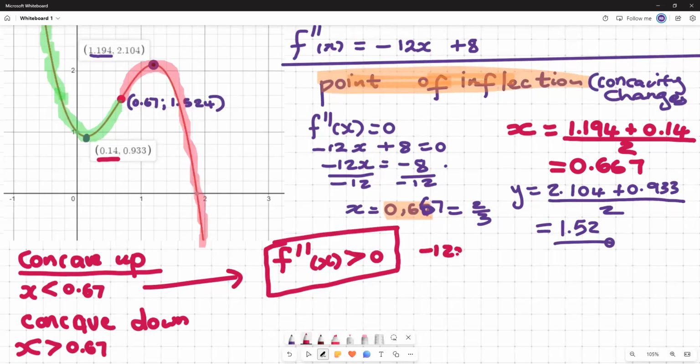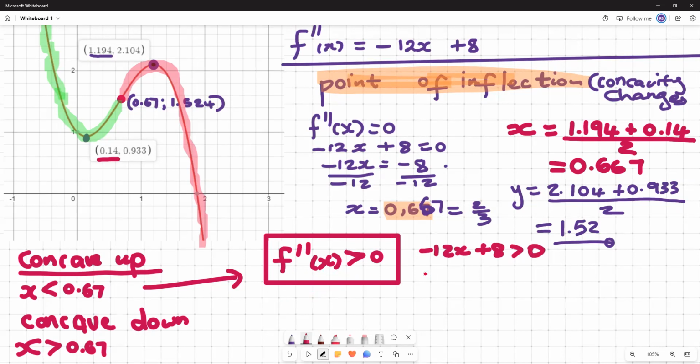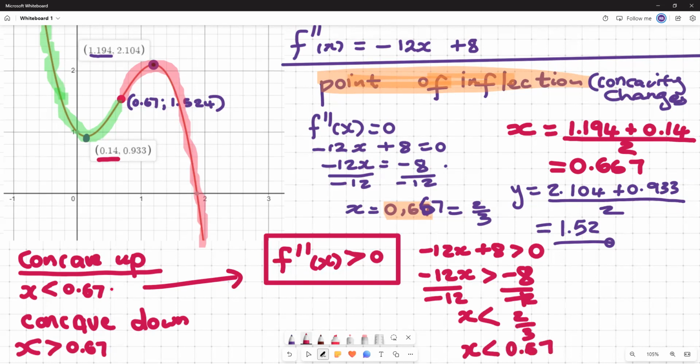So we have minus 12x plus 8 is greater than 0. You have minus 12x is greater than minus 8. And then you're going to divide both sides by negative 12. Remember, the inequality sign switches. So you have x is less than 2 over 3, which means x is less than 0.67. And that proves that.